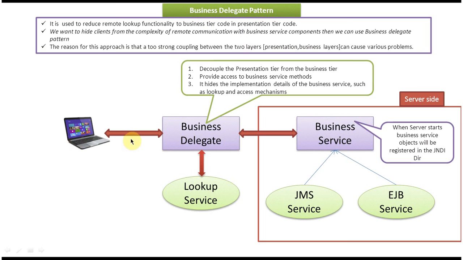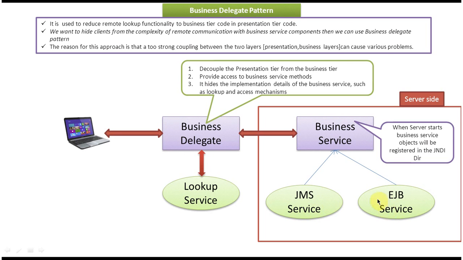The first one is the client, and the second one is the business delegate. The third component is the business service, and these business service objects reside on the server side. To explain this design pattern, I have taken two business services. One is a JMS service, and the other is an EJB service.